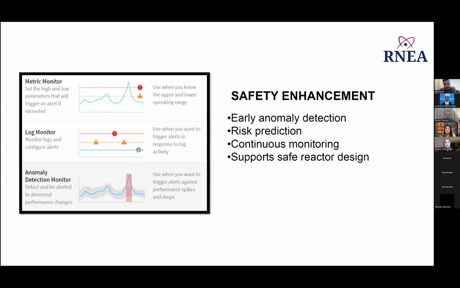The third is continuous monitoring. Instead of checking the system only occasionally, AI can help observe it continuously and automatically. Finally, all of this supports safer reactor design. Engineers know what risks to accept and what warning signs to watch for. You may say that if they create a better safety mechanism, it's helpful for everyone.